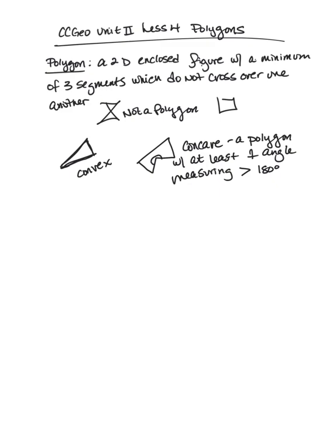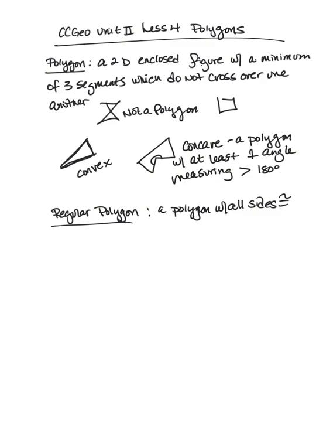Okay, so a regular polygon. What exactly is a regular polygon? So a regular polygon, okay, is a polygon with all the sides being congruent and all the angles being congruent. Okay, 2 of the famous ones are the equilateral triangle and the square. All sides congruent and all angles congruent.